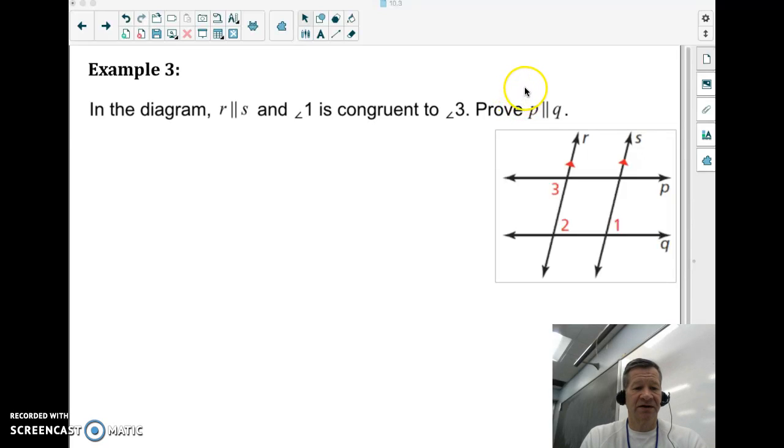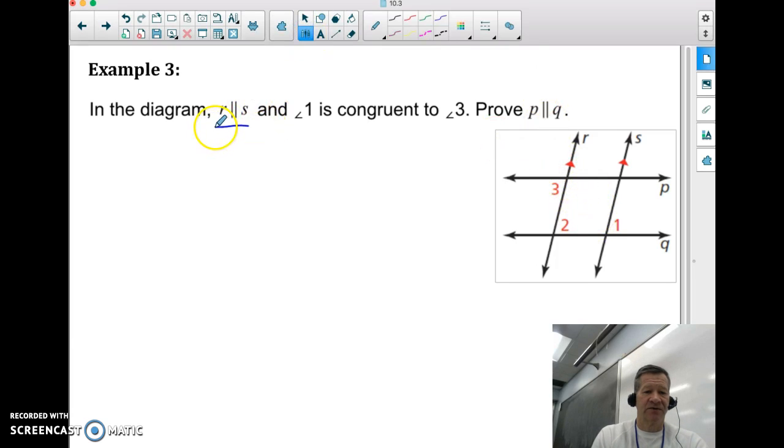Section 10.3, Example 2. We are now going to continue to use the converse of the different angle theorems to show that two lines are parallel. So in this diagram, R is parallel to S. These lines are marked: R is parallel to S, and angle 1 is congruent to angle 3.